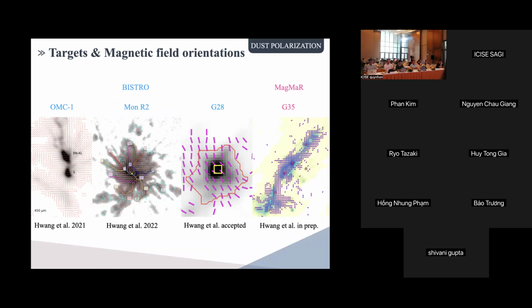This is the OMC1 region, which shows a converging hourglass-like picture, and this is Monoceros R2, which shows a hub-filament system and spiral patterns. And this is G28, where the magnetic lines look like that, but in the ALMA view it is perpendicular to the magnetic lines. And this is G35, in the ALMA view. We can see the dense hub filamentary structures, but the magnetic lines are parallel to the filamentary structures.